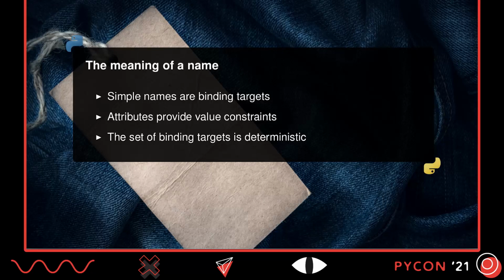And finally, the set of binding targets needs to be deterministic. You just look at a pattern and you know exactly which variable will be assigned, will have a specific value if this pattern succeeds.